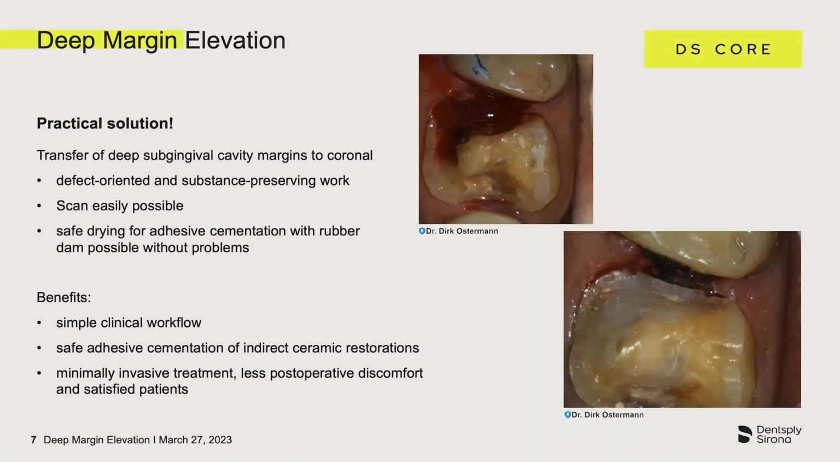Moving the deep subgingival margin coronally offers us this practical solution. This allows us to work in a defect-orientated and substance-preserving way. When the crown margin is closer to coronal, scanning is much easier. The secure drainage for the adhesive luting with rubber dam is now usually problem-free. In summary, moving the deep subgingival cavity margin to coronal allows us a much simpler clinical workflow.